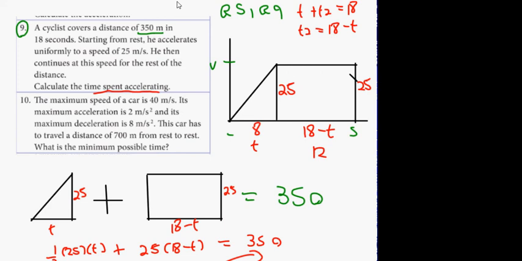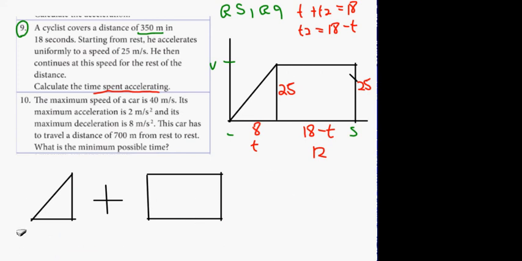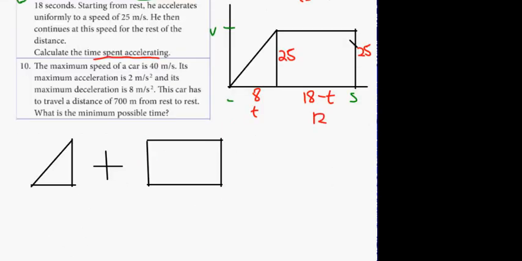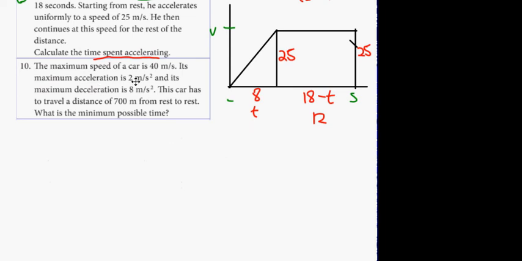Okay guys, we have time for one more. So number 10. The maximum speed of a car is 40 meters per second. Its maximum acceleration is 2, and its maximum deceleration is 8. The car has to travel 700 meters from rest to rest. What is the minimum possible time?